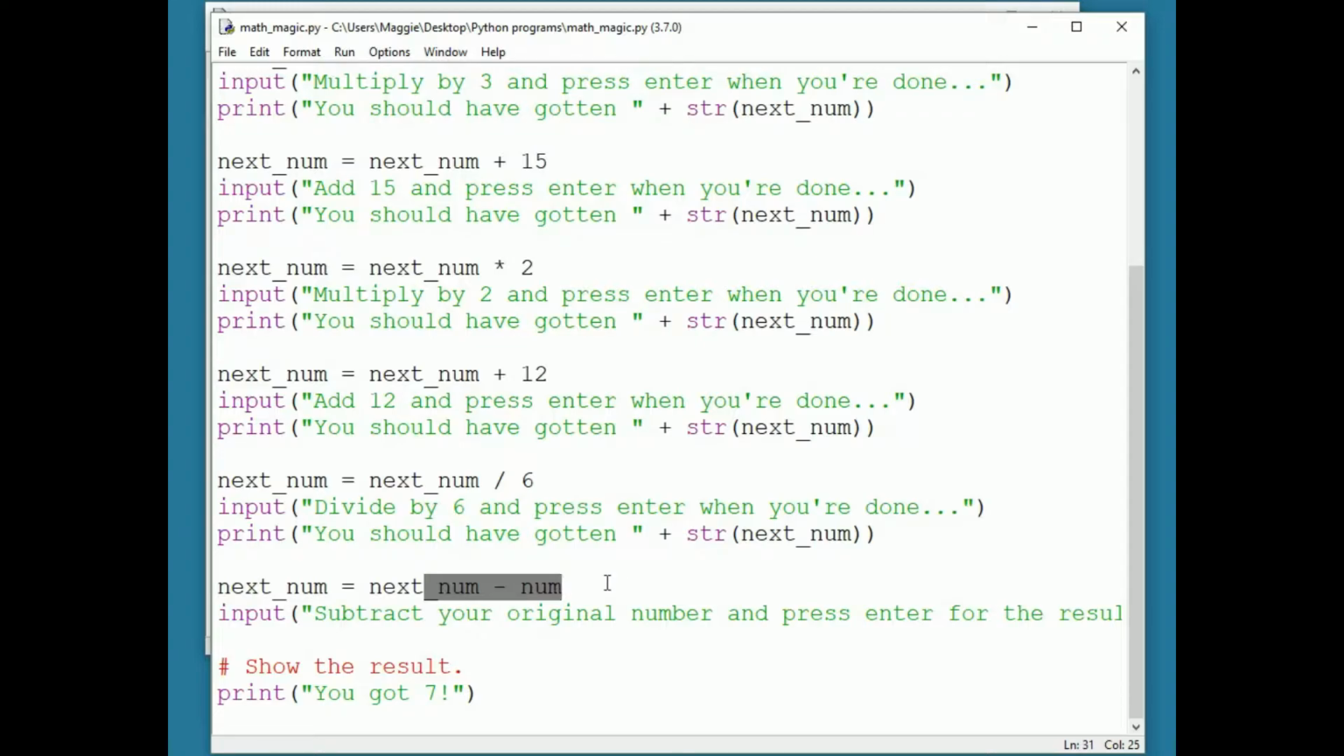Remember that after our division here, nextnum equals nextnum divided by 6, we got a floating point result. Division in Python using the division operator will always yield a floating point result. If we want an integer result, we should use flooring division, which is 2 forward slashes with no space between. Let me change this to a flooring division and run the program again.